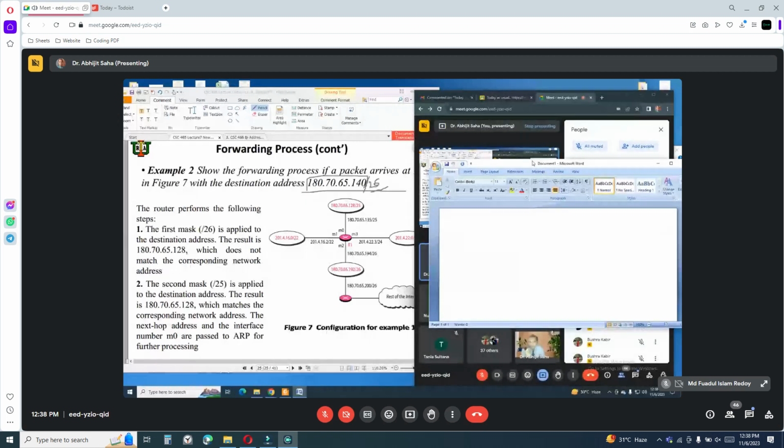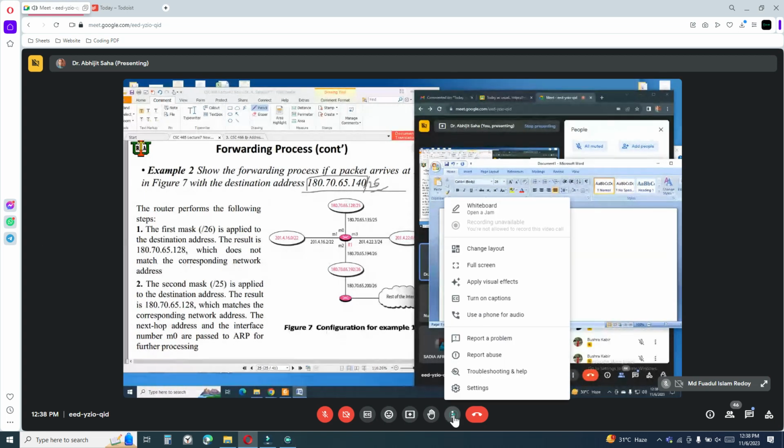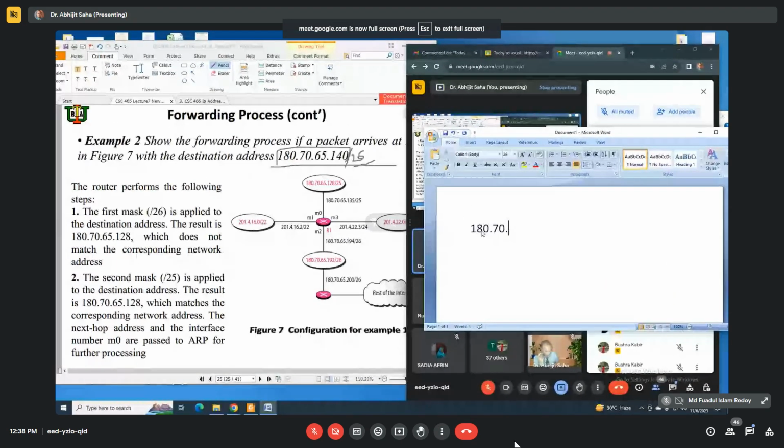Microsoft Word on the screen. Yes, sir. Yes, sir. Mm, take the IP address here, that is the 180.70.65.140. Is it correct? If I'm doing writing something wrong, please, I mean, correct me.